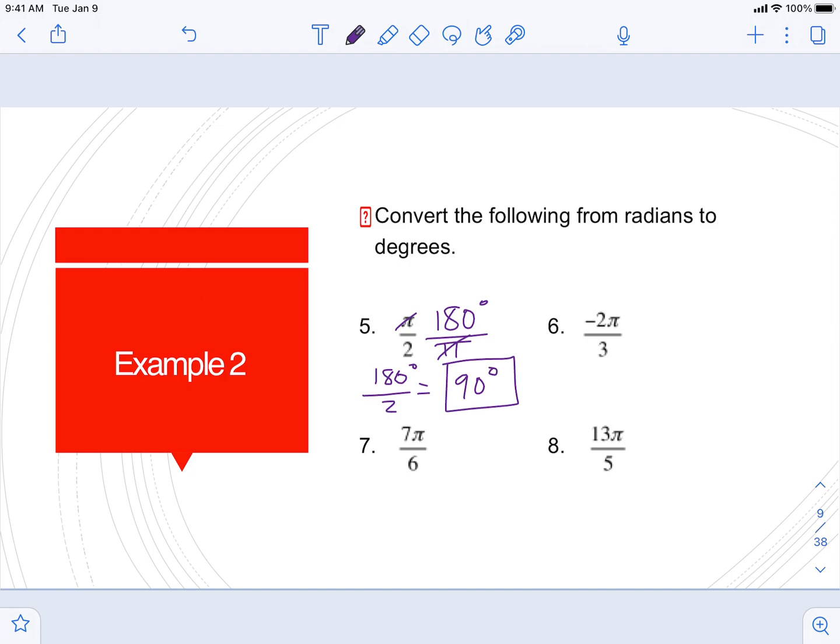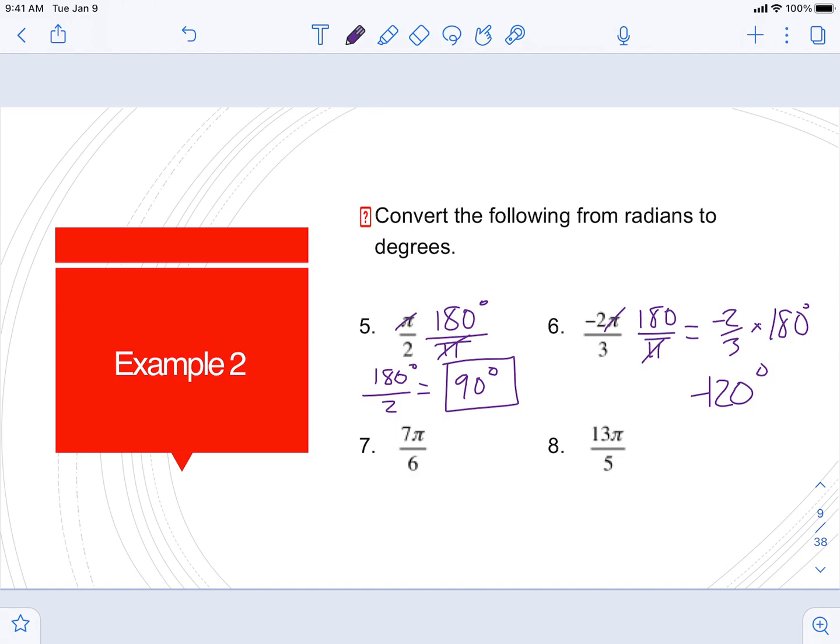All right, our next one, same thing. I'm going to multiply it by 180 over pi. The pi's cancel out. And now some students like to think of it this way. This fraction is now 2/3. It's basically 2/3 times 180. So negative 2/3 times 180. And you could plug that into your calculator, and it would give you negative 120.